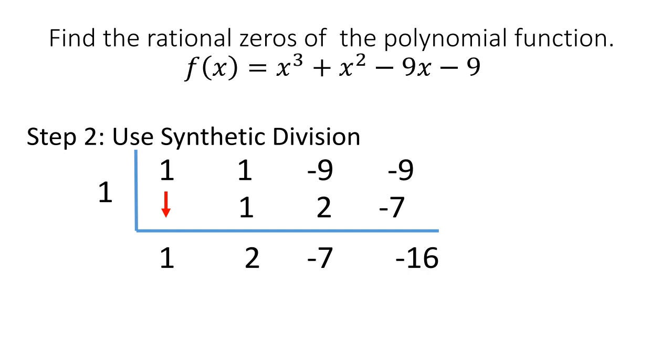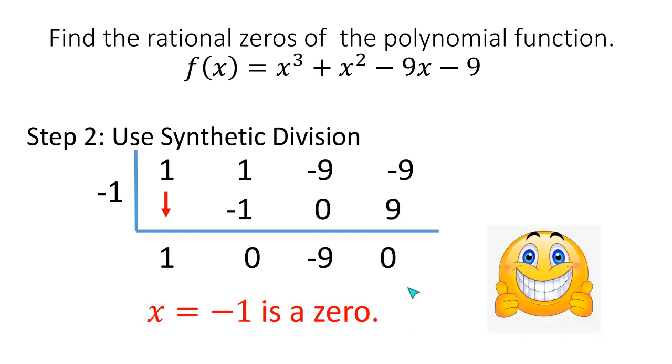So we can go to the list and try a different number. So we're going to try negative 1. We do the same thing. Drop the 1, 1 times negative 1 is negative 1, plus 1 is 0. 0 times negative 1 is 0. Add the negative 9. Negative 9 times negative 1 is positive 9. And so now we can see that we have a remainder of 0. So that is good news for us, because that tells us that x equals negative 1 is a 0.